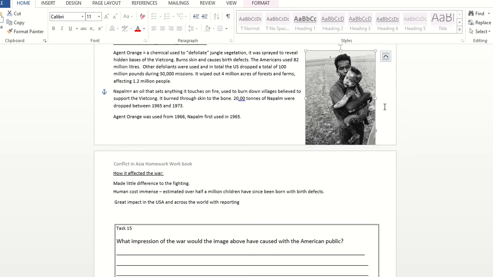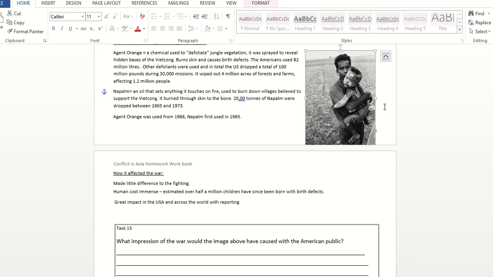The next tactic used by the Americans was chemical weapons. These were dropped from a plane, like the bombs. However, there were two different kinds. There was Agent Orange, which is a defoliant. It's essentially a giant weed killer. It was used to get rid of the jungle so that the Viet Cong couldn't hide in it.